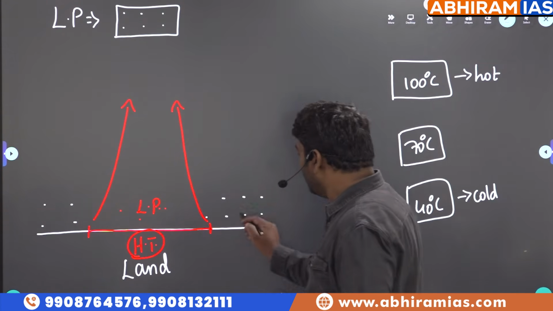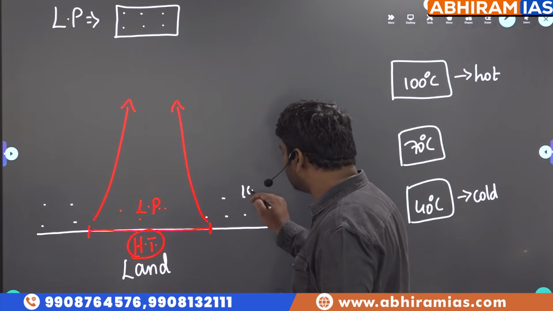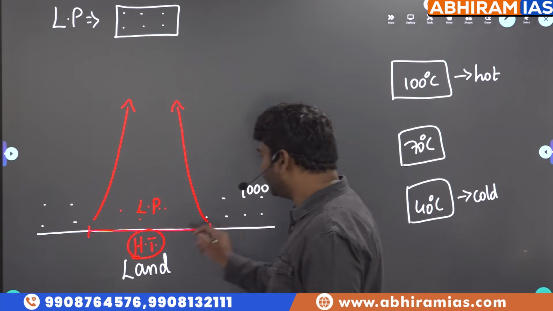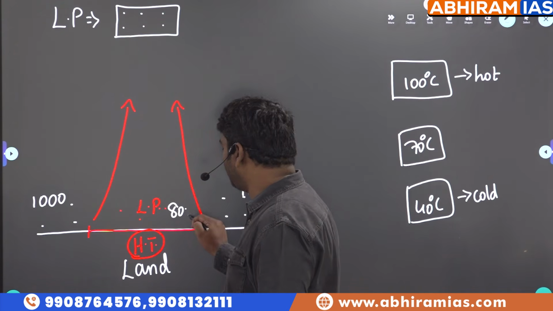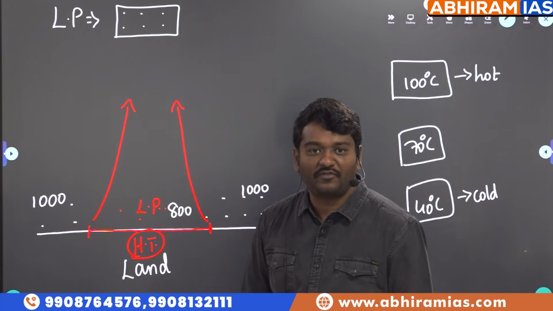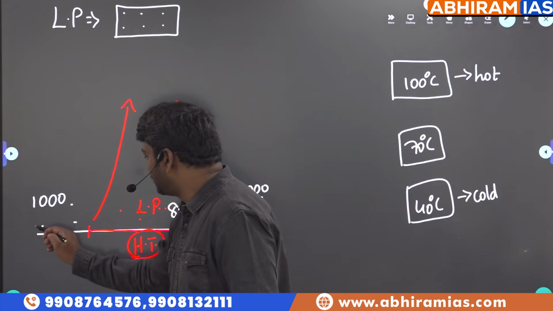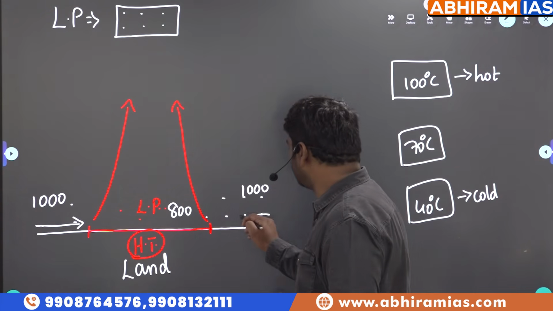Now you tell me, here I have more number of air particles. That means, can I say 1000? Here I have 1000. Let me say here I have 800. Wind will always blow from where to where? High pressure to low pressure.